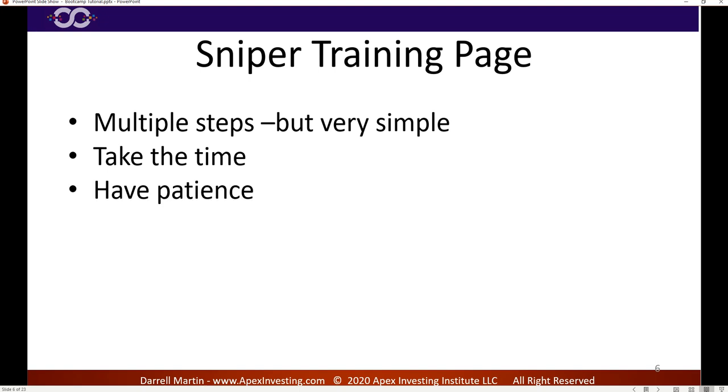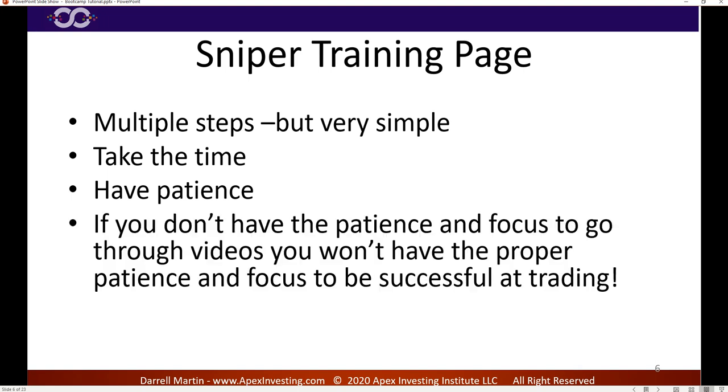Trust me, I've been there. We've all been there. I can remember years back when I first started, I did not want to sit there and install NinjaTrader. I did not want to sit there and figure out how to get data and open a chart. I wanted to be in that room. I wanted to be pressing buttons. I wanted to be trading, right? But Daryl told me, even back then, if you don't have the patience and the focus to sit and go through some videos, you'll never have the proper patience and focus to be successful at trading. And I didn't quite understand that at the time.